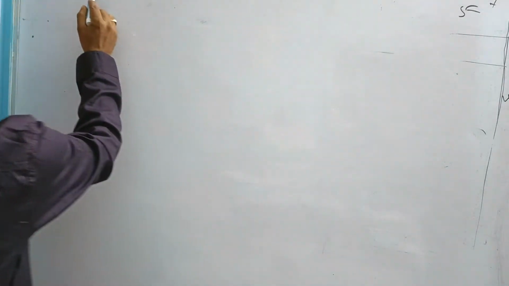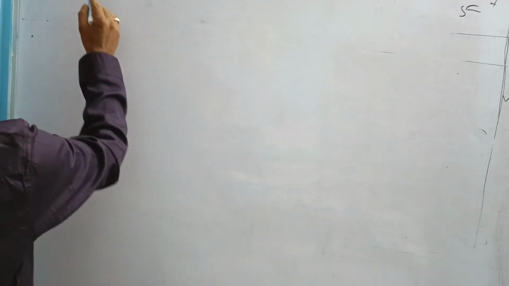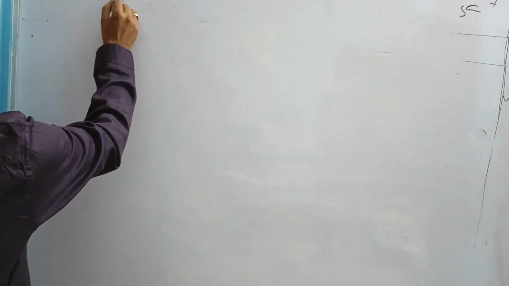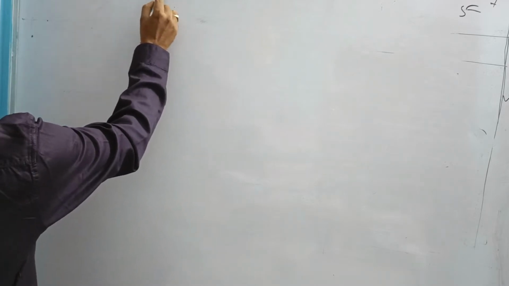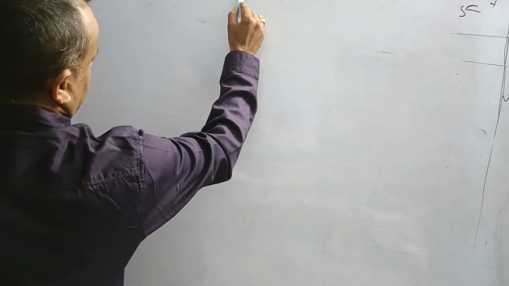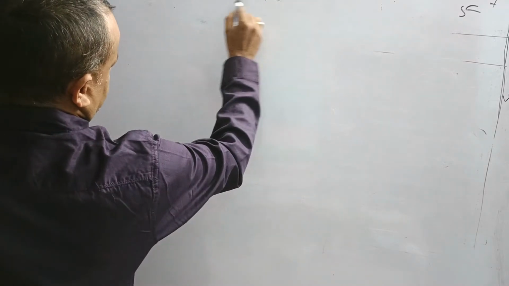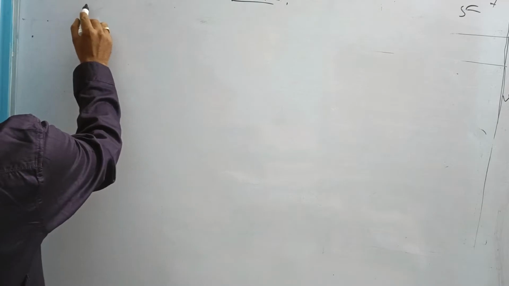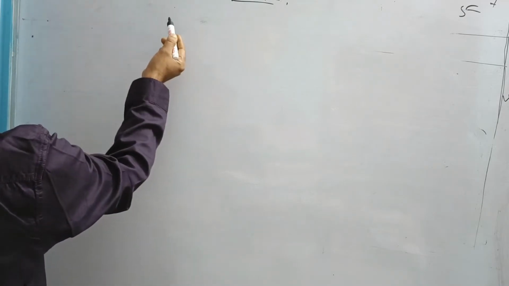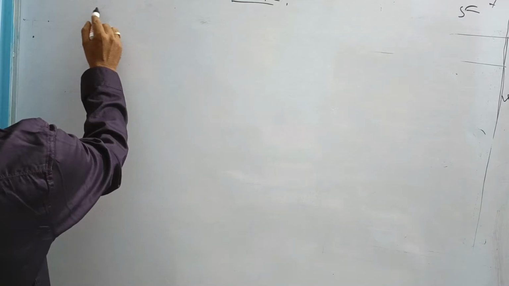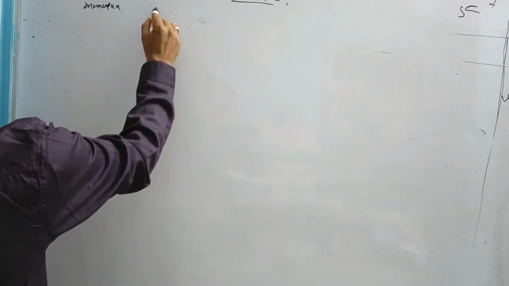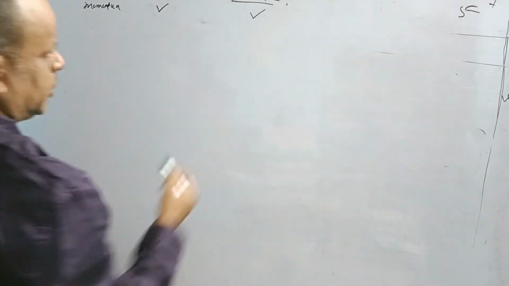Now we have to take into consideration that there are two types of collision, that is elastic collision and inelastic collision. See, in the case of elastic collision, what happens is that momentum before and after collision will remain the same, means momentum is conserved in both the cases, in elastic collision and inelastic collision.